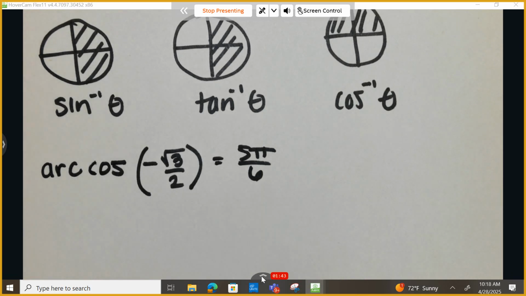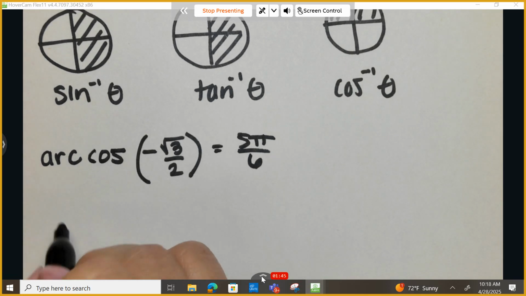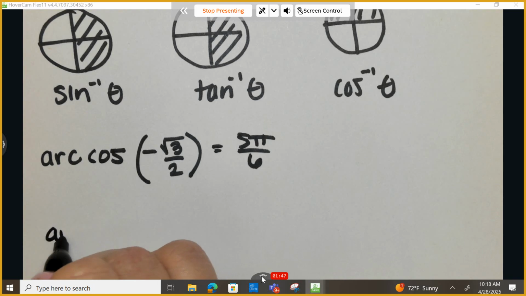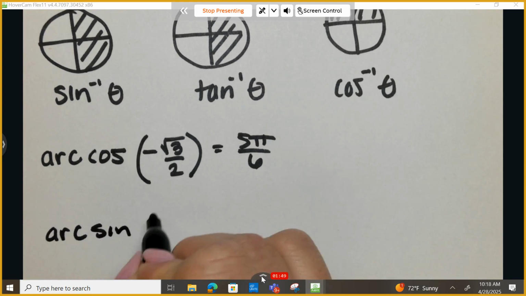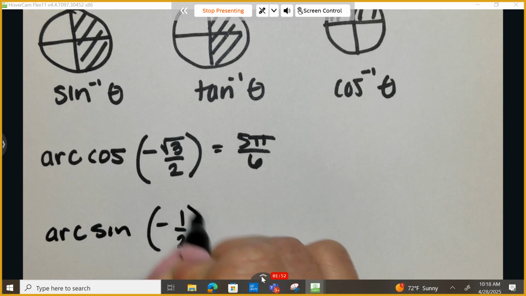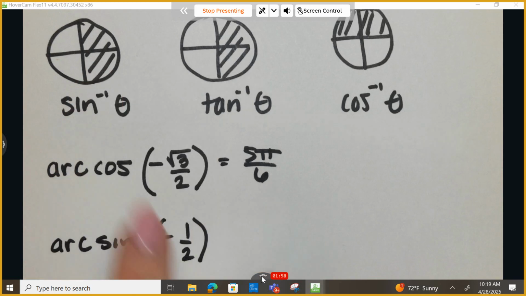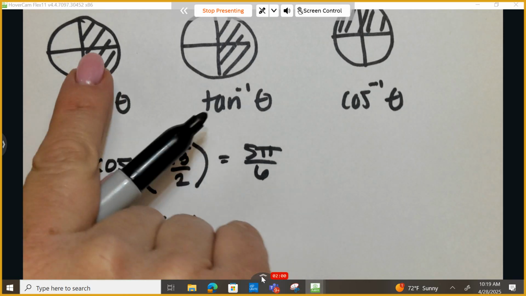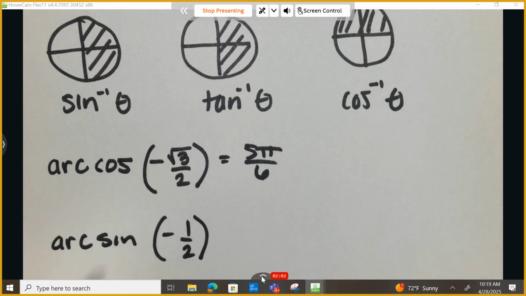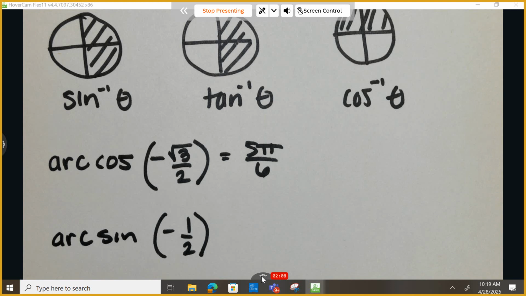Let's try another one. Let's try example number 2. Please write down arc sine of negative 1/2. Arc sine of negative 1/2. So the first thing I want you to do is glance up. When we choose one singular answer, it needs to be in quadrant 1 or quadrant 4. CBS, cosine before sine, tells us we're looking for the second value to be negative 1/2.